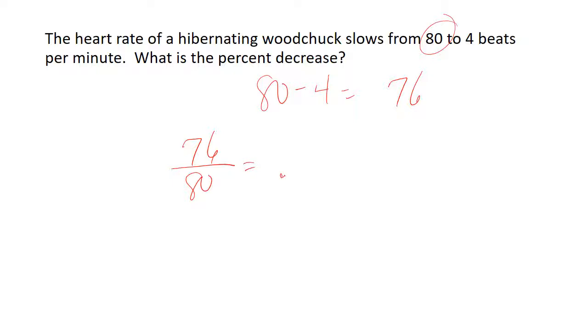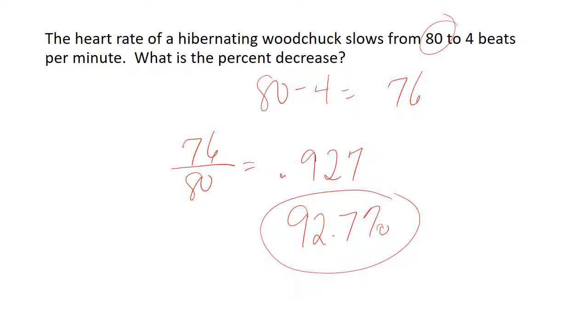That's going to give me 0.927. Change that to a percentage, which is 92.7%. So that is a huge decrease. 92% means almost all of it, but you can see that going from 80 to 4 is a huge decrease in the heart rate of these little hibernating woodchucks. So that's a good answer.